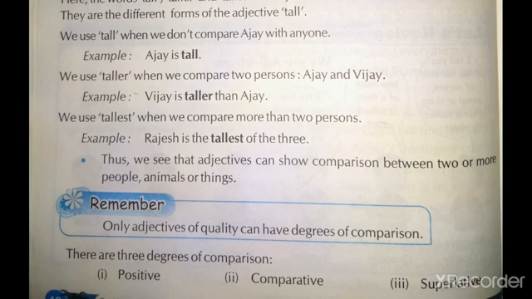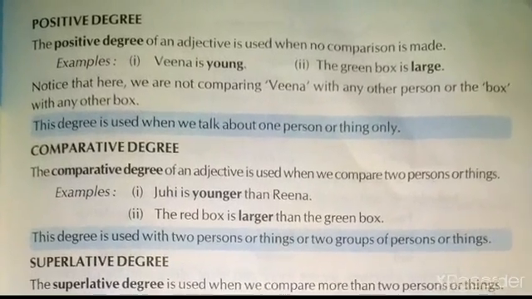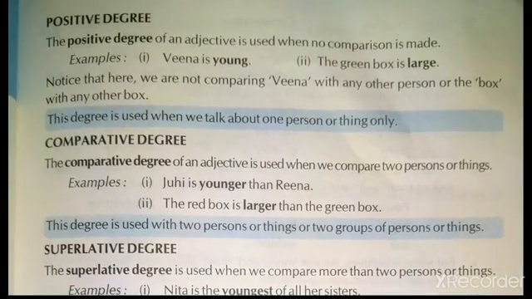Then, remember the most important thing: only adjectives of quality can have degree of comparison. There are three degrees of comparison. First is positive degree, second comparative degree, and third superlative degree. Let's see the first degree, that is the positive degree. The positive degree of an adjective is used when no comparison is made.